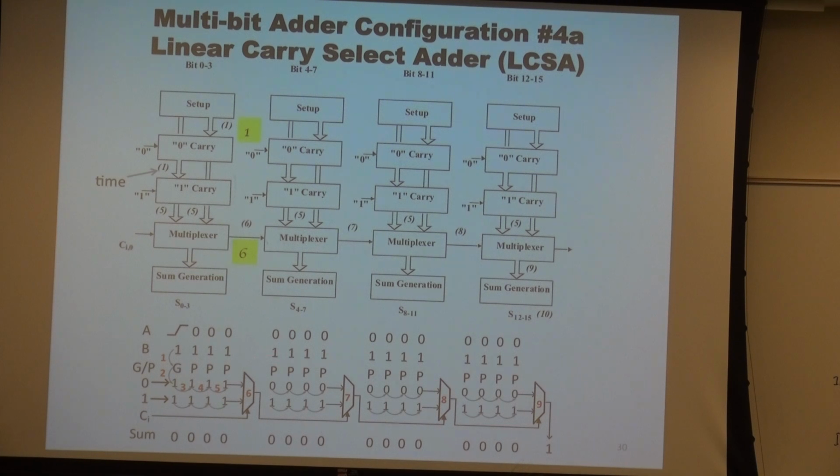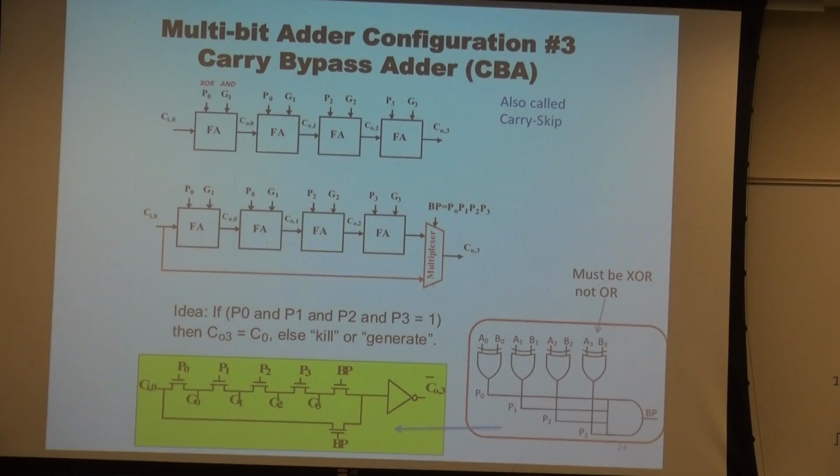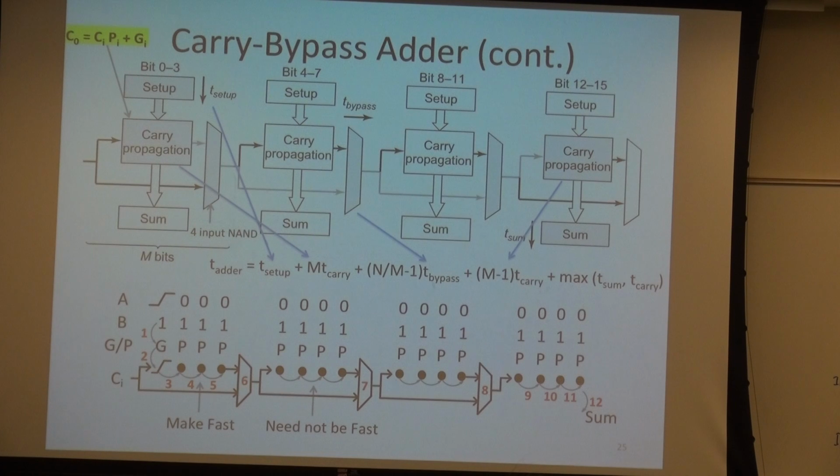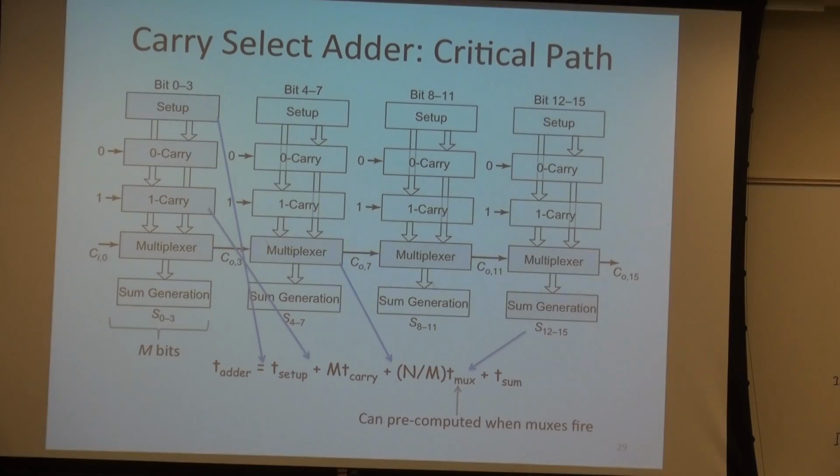B changes from 0 to 1. So you can see that essentially this is slightly faster than the carry bypass adder, because in the carry bypass adder we needed 12 units of time to generate the sum, whereas here we require 10 units of time. Okay.